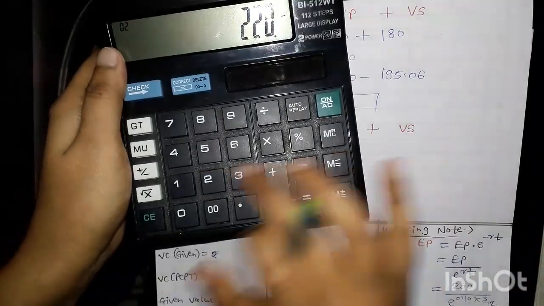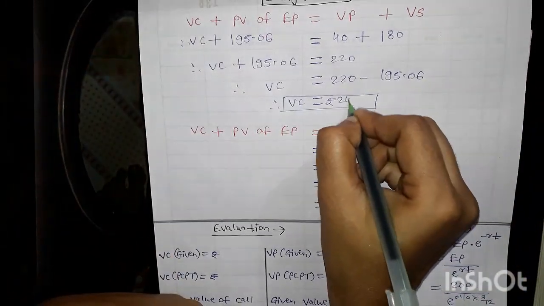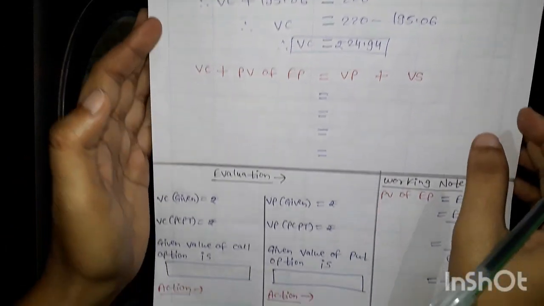So here the value of a call we are going to get is rupees 24.94. 24.94, this is my value of a call.